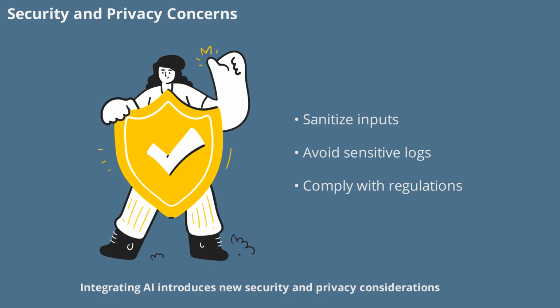Integrating AI introduces new security and privacy considerations. Always sanitize inputs and outputs, avoid logging sensitive data, and comply with relevant regulations. Protecting user data is just as important as delivering smart features.